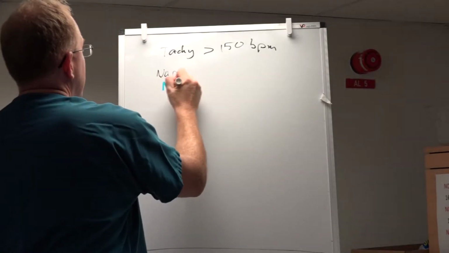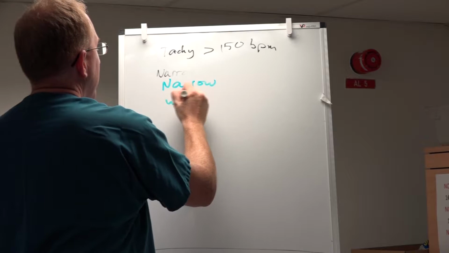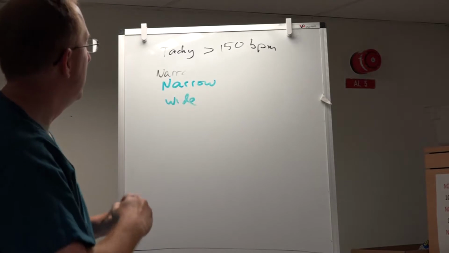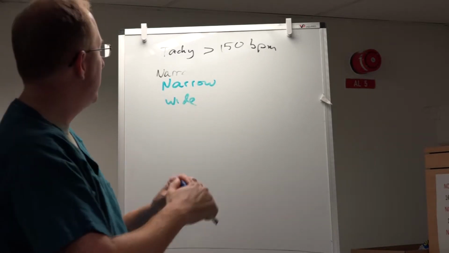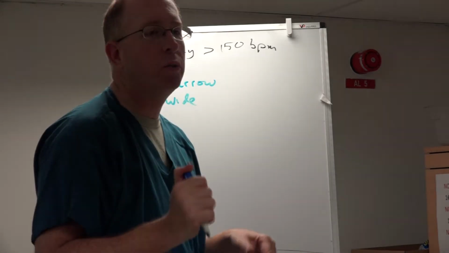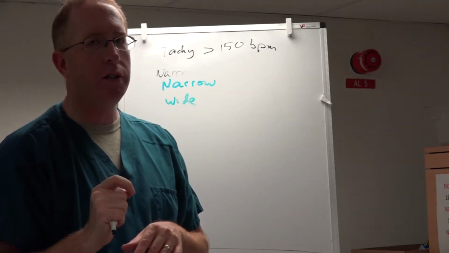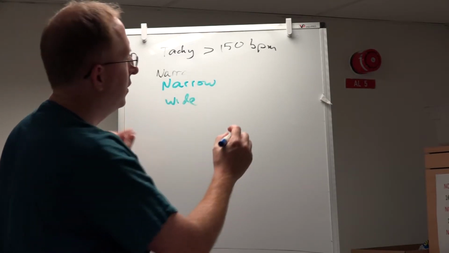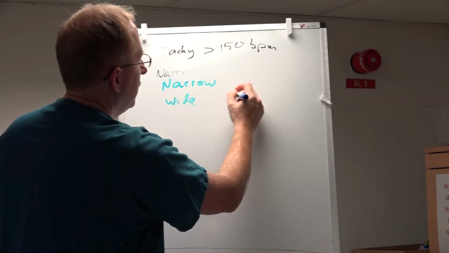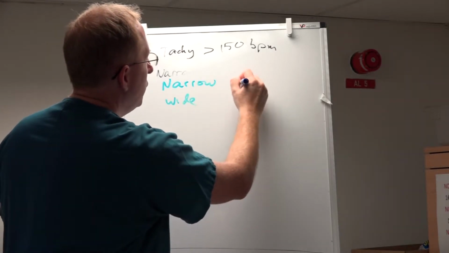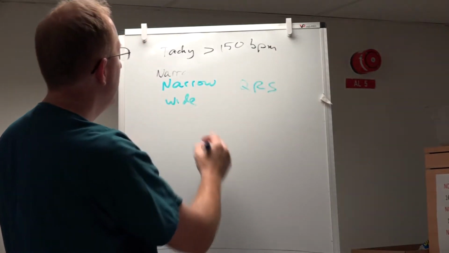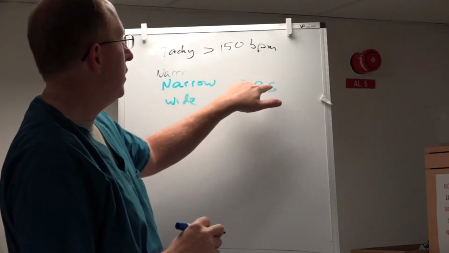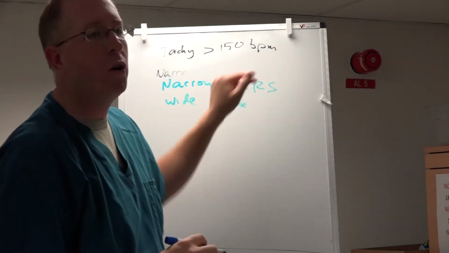Let's see here. Narrow and then wide. And you're going to see in your algorithms those two terms, narrow and wide. So when we talk about narrow, who can tell me what we're describing as being narrow? What specifically on the EKG is narrow? Who can tell me that? The distance between the waves. It's the width of the QRS. And sometimes they'll say narrow complex, wide complex, the width of the QRS complex.